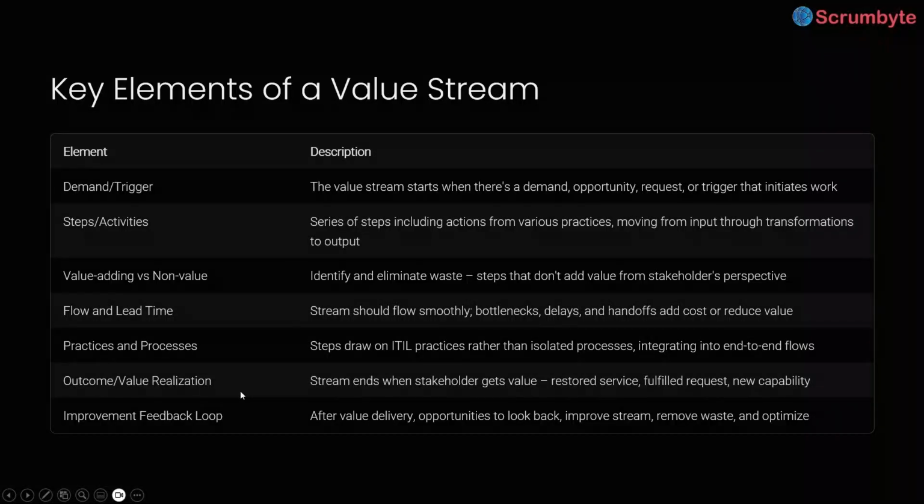The thing is that you always have to measure a value stream with, okay, is the end person getting their value or not? It can be a restored service, a fulfilled request, a new capability, whatever, it can be any of those things, but there has to be a very measurable value that is being provided. And ultimately you also have to have an improvement feedback loop. Okay, has this thing worked successfully? Why has it not, if it has not worked?